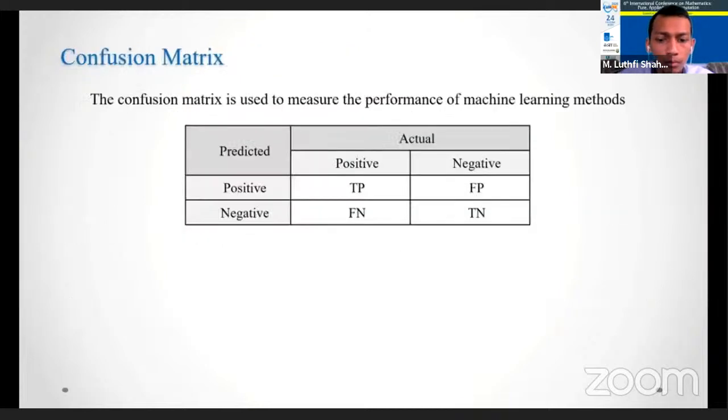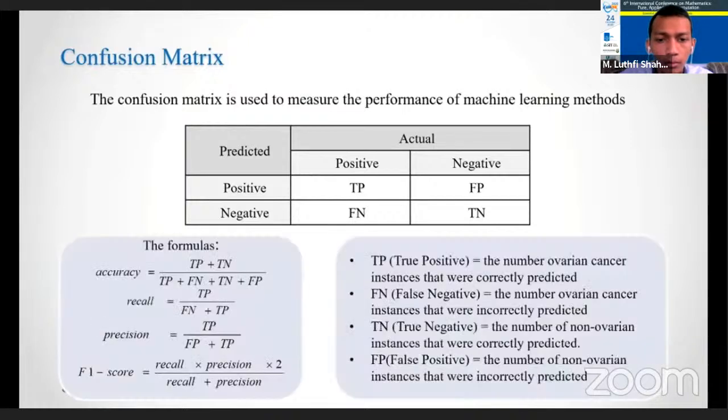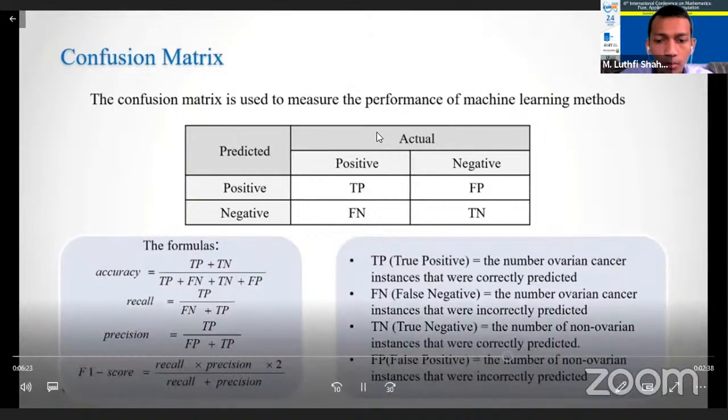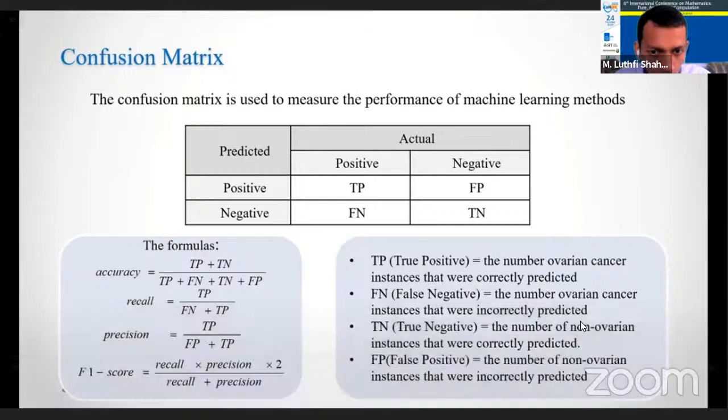Confusion matrix. The confusion matrix is used to measure the performance of machine learning methods. The method performance can be evaluated by calculating the accuracy, recall, precision, and F1 score. True positive is the number of ovarian cancer instances that were correctly predicted. False negative is the number of ovarian cancer instances that were incorrectly predicted. True negative is the number of non-ovarian instances that were correctly predicted. And false positive is the number of non-ovarian instances that were incorrectly predicted.